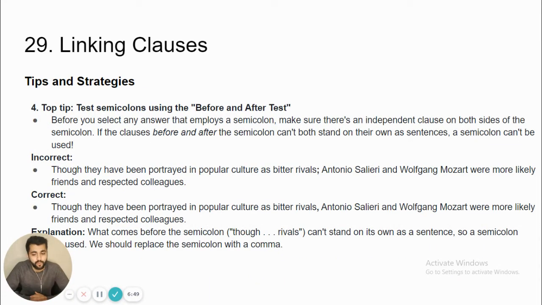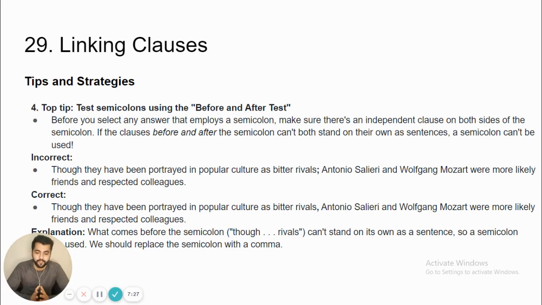Okay, top tip number four, test semicolons using the before and after test. I think we've covered this before, but let's see it again. Before you select any answer that employs a semicolon, make sure there is an independent clause on both sides of the semicolon. If the clauses before and after the semicolon can't both stand on their own as sentences, a semicolon cannot be used. Though they have been portrayed in popular culture as bitter rivals, semicolon, Antonio and Wolfgang Mozart were more likely friends and respected colleagues.